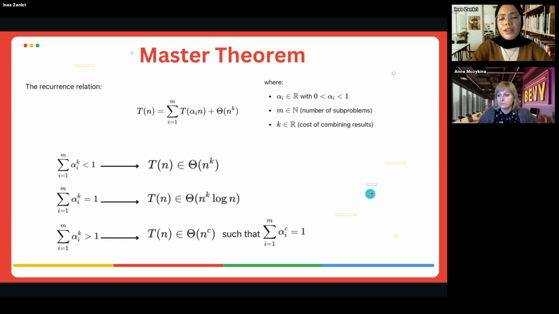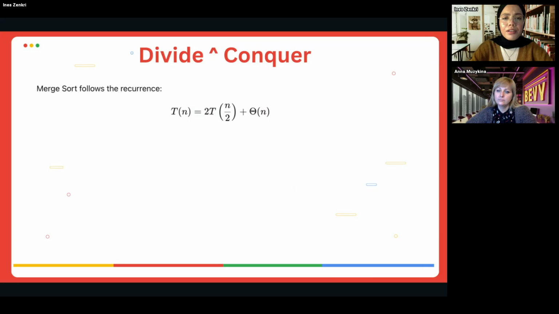And that's why we need to calculate a c, so that at the end, our T of n is in theta of n to the power of c. And then if we apply the master theorem to our divide and conquer algorithm, we will basically have this recursion call, T of n equals 2T of n by 2 plus theta of n.